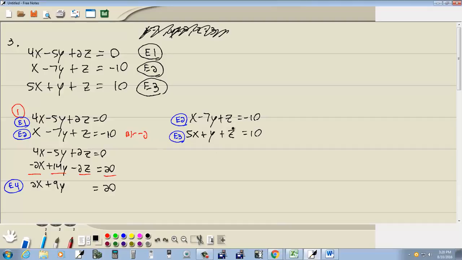Now over here, I want to eliminate the z's. Now I notice this is a plus z and this is a plus z. If I multiply one of them by negative 1, doesn't matter which one, then I'm going to be able to eliminate the z's. First equation remains as is. x minus 7y plus z is equal to negative 10. Negative 1 times 5x is negative 5x. Negative 1 times y is negative y. Negative 1 times z is negative z. And negative 1 times 10 is negative 10. Double check that. Okay, now I'm going to add them.